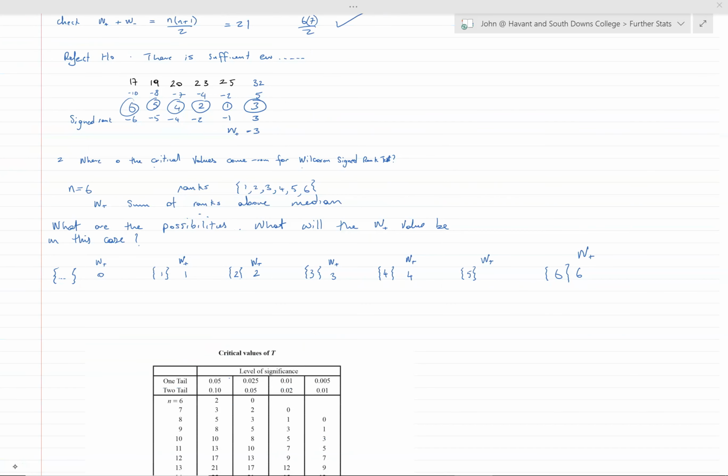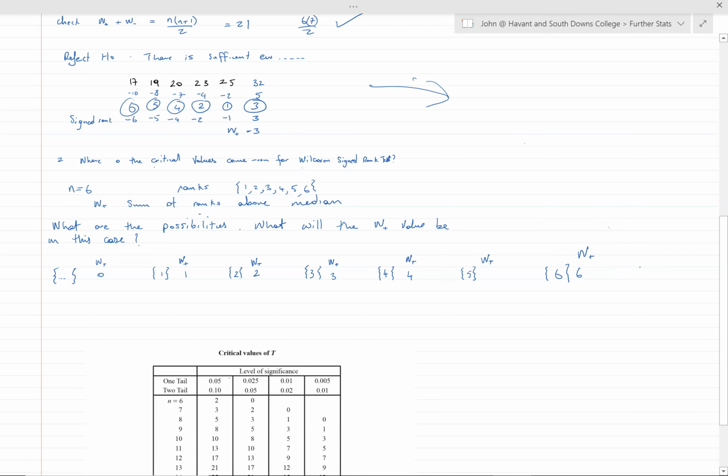So this is all the ones where there's only one number which is above the median, but they have a different W plus number because they're all different distances from the median. So for example, with this example here, if that were a long way from the median, say 50 or 100, then that would correspond to this possibility here.